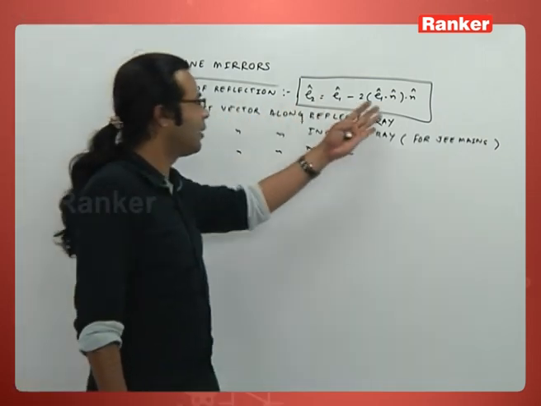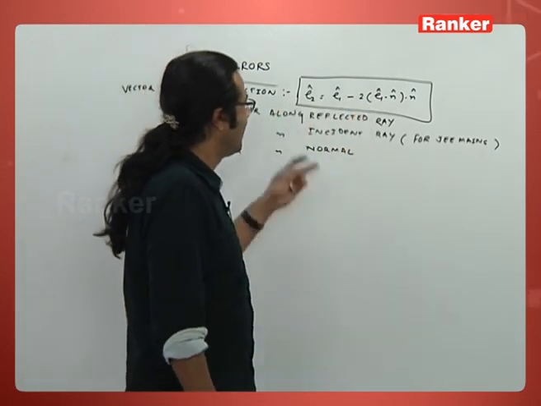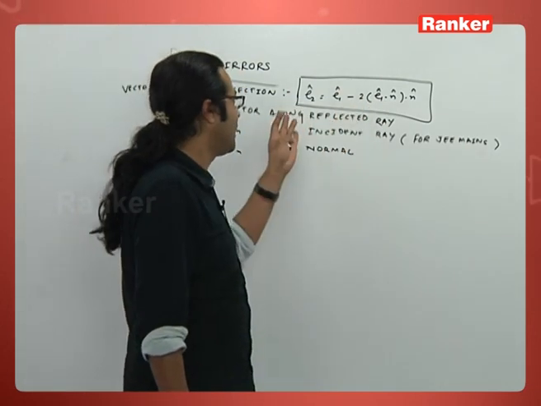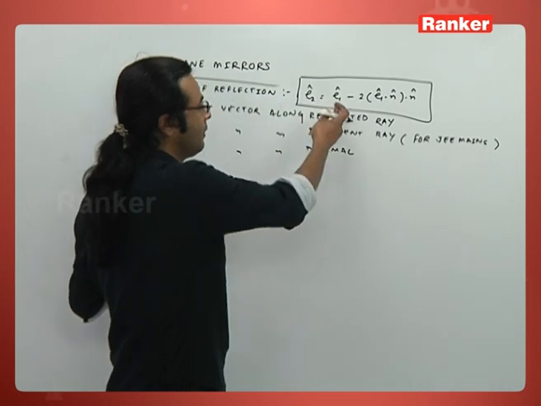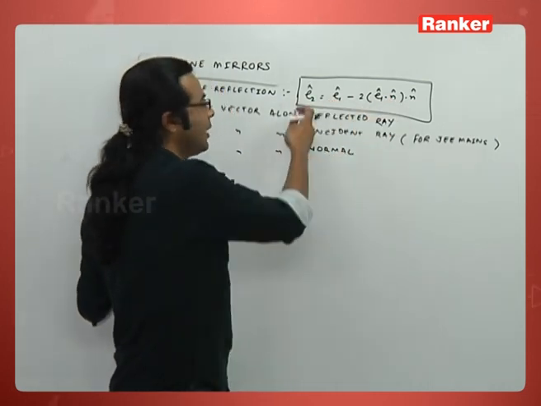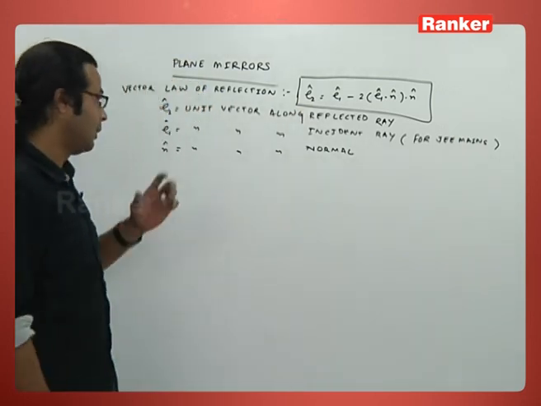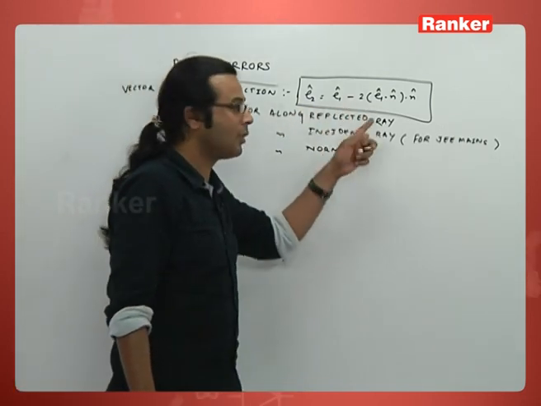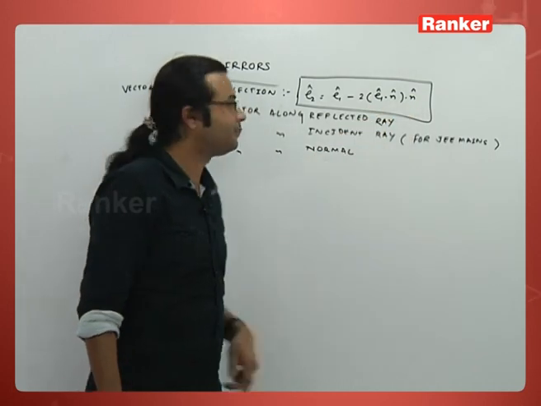You can easily find out the unit vector along the reflected ray in this way by saying in the question, if unit vector along incident ray and normal unit vector is given, you can easily find out the unit vector along reflected ray by using this concept, and this is the dot product.